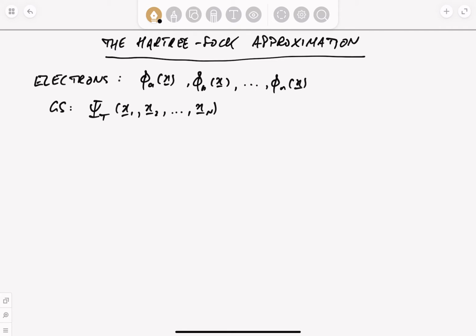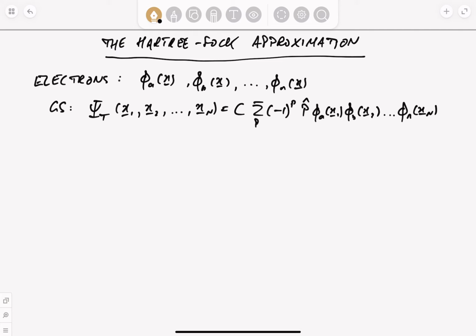So we have capital N electrons, and you can write that as some kind of normalization constant times a sum over permutations of (-1) to the power p. Remember that if the permutation is an even number, then that's 1. If it's an odd number, it's -1. We have the permutation operator, and then we just list all of the possible states like this: phi a of x1, phi b of x2, all the way up to phi little n of x capital N.